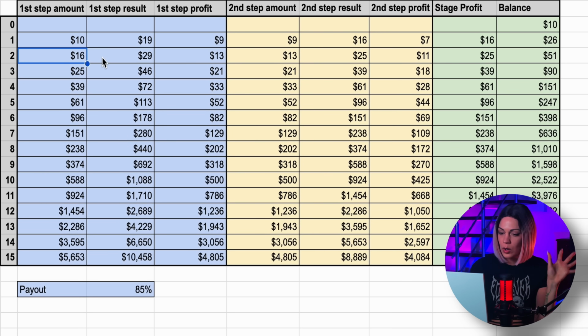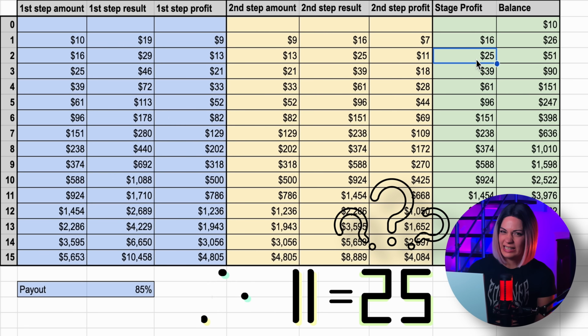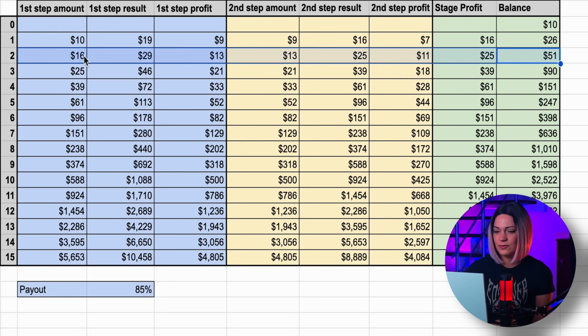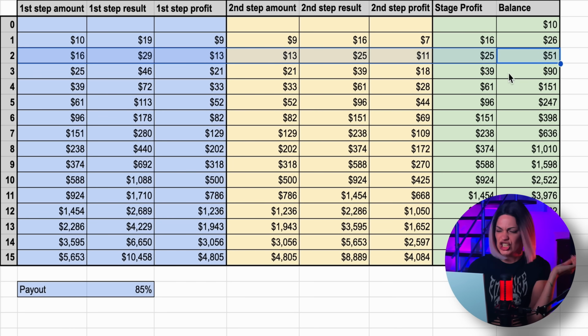Imagine we won. That's what we want. The result is 29. The profit is going to be $13. So the second step, we are using $13. And if we're winning, we are getting $25, and 11 of those are going to be the profit. So all the profit from this stage, 13 plus 11, is going to be $25. So we got the profit of $25, and the balance is going to be $51.